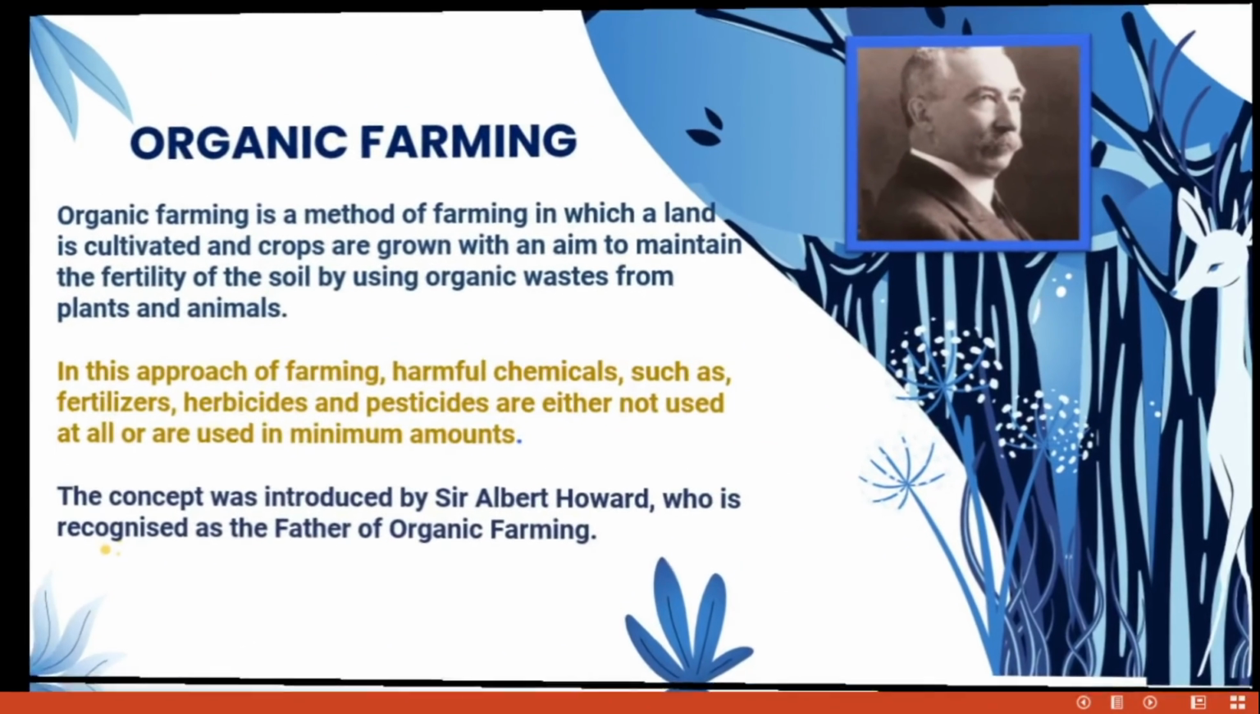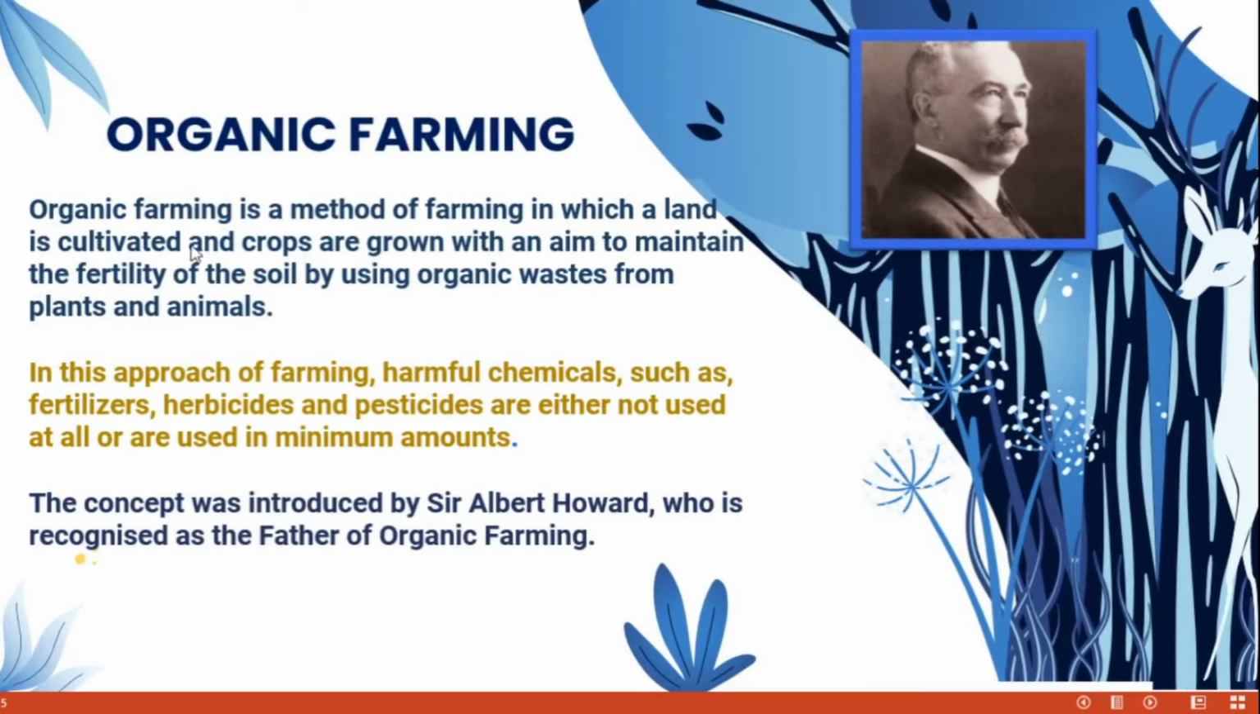Next, organic farming. What is meant by organic farming? Organic farming is a method of farming in which land is cultivated and crops are grown with an aim to maintain the fertility of the soil by using organic waste from plants and animals. In this farming, we have to use only organic waste. We should not use any harmful chemicals like fertilizers, pesticides, herbicides, and weedicides. Organic waste is nothing but a mixture of plant waste and animal waste. Animal waste, for example, cow dung and human waste material. Plant waste is nothing but plant residues.